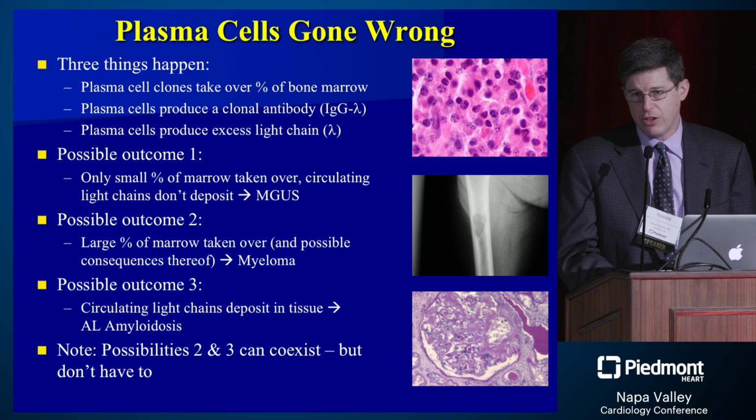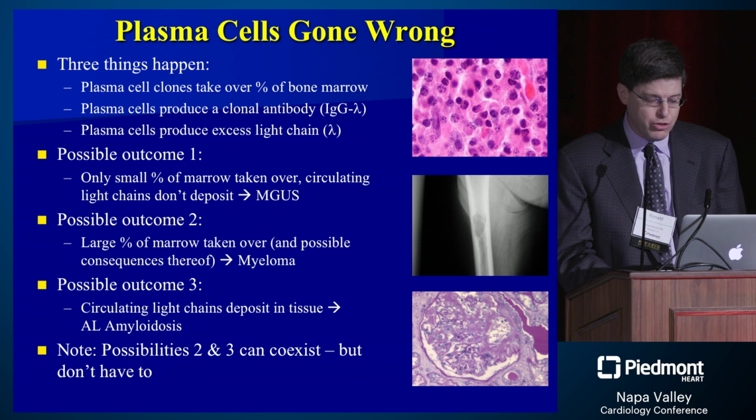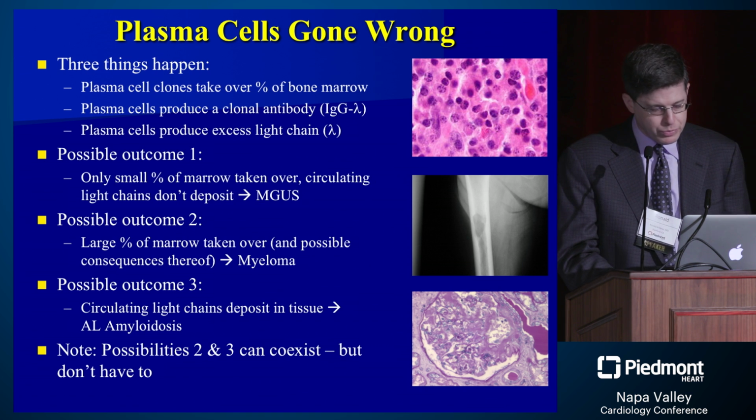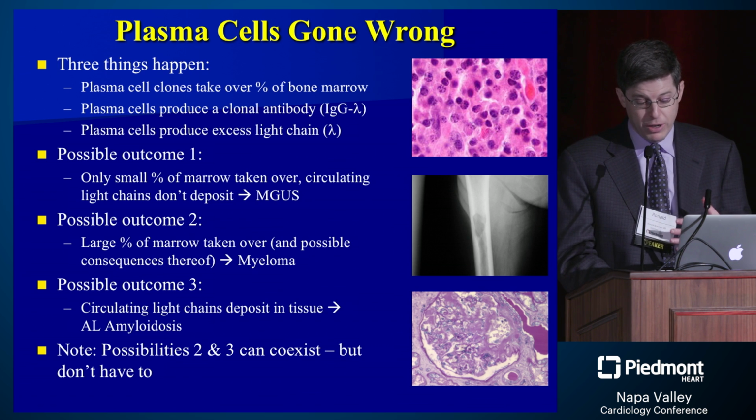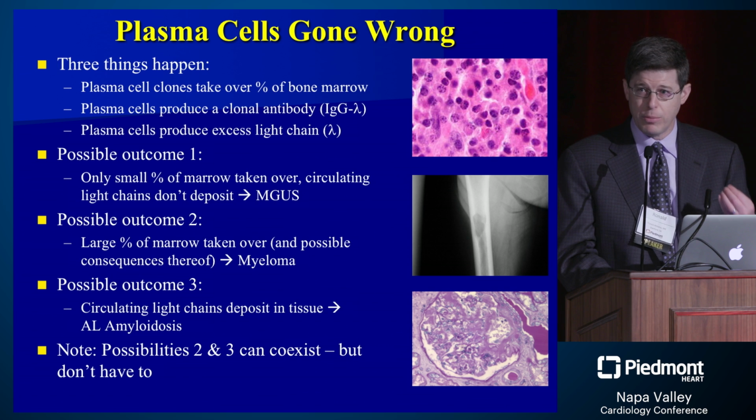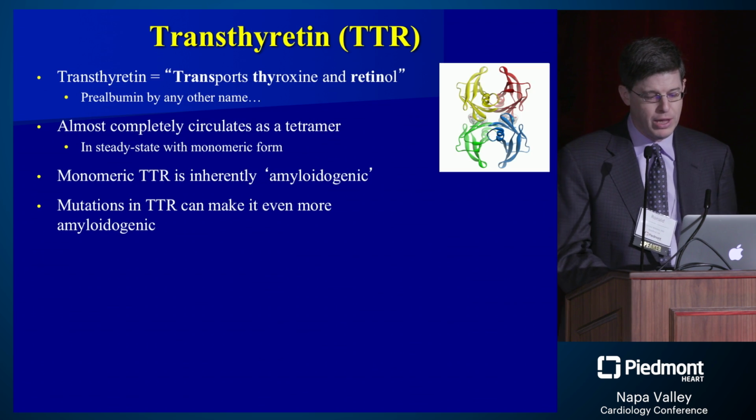The second outcome is that the plasma cells themselves can be more malignant. They can spread more in the bone marrow, and they can start causing problems like anemias and fractures, and that, of course, is myeloma. The third possibility is that regardless of how much of the marrow is taken over, the circulating light chains happen to be ones that are prone to misfold and deposit, and that is what we call AL amyloidosis. So you can have amyloidosis with or without myeloma. That just depends on how aggressive the cancer cells are themselves. But again, they don't have to go together, but they are all from the same essential process, which is a malignant plasma cell.